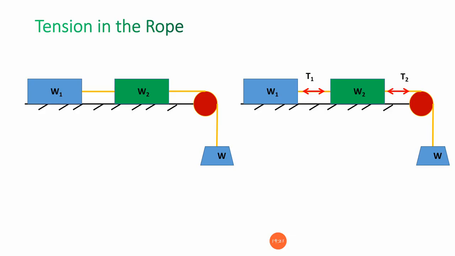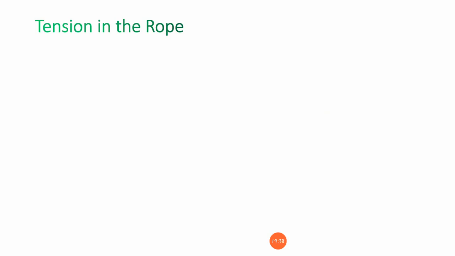Similarly, T2 is going to be developing in the string between the pulley and mass W2, to the weight applied. In this case, T2 is also going to be developing here. That's going to be the same tension, equal at the top and the bottom of the pulleys. And the tension in the rope.